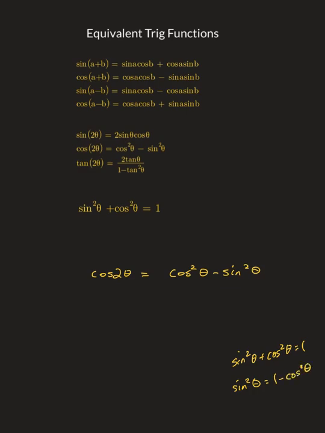Because if they add up to 1, then if you take cos squared theta away from 1, you're going to get sine squared. So we have cos of 2 theta equals cos squared theta minus (1 minus cos squared theta). And so cos of 2 theta is just equal to 2 cos squared theta minus 1. So you have your cos squared theta minus a negative cos squared theta, so it's plus another cos squared theta here. So 2 cos squared theta minus 1.